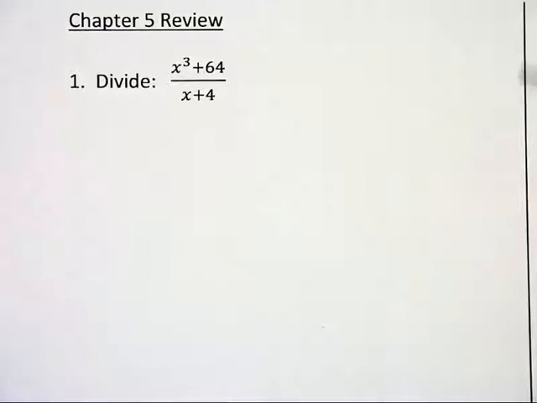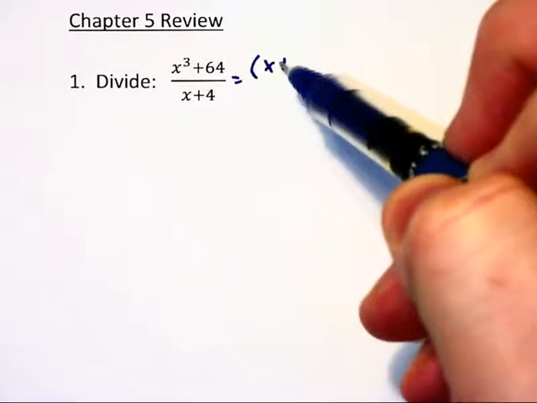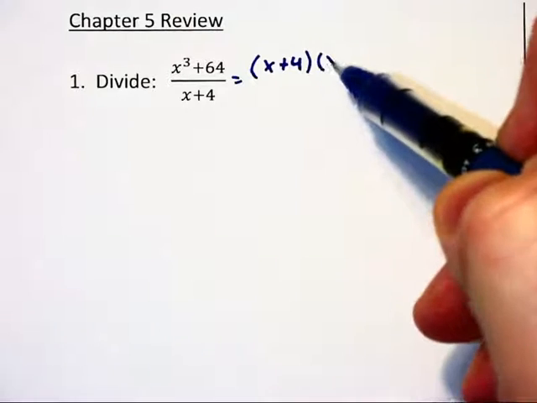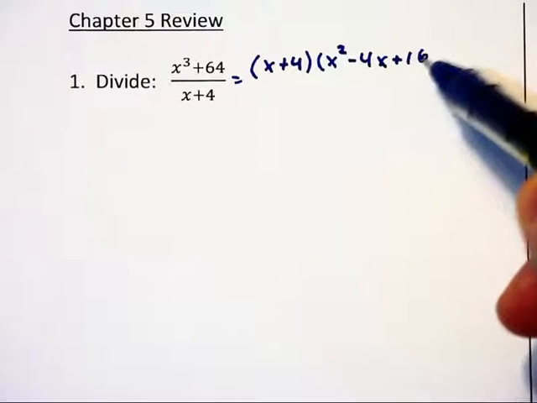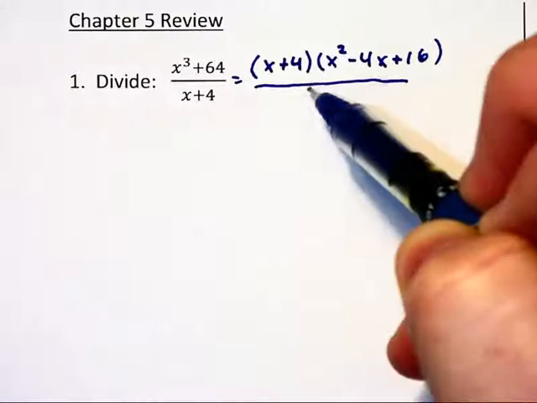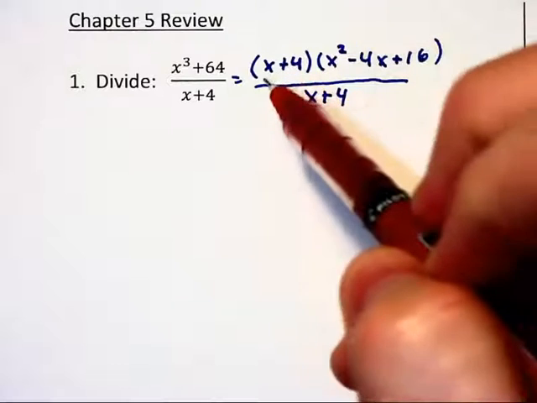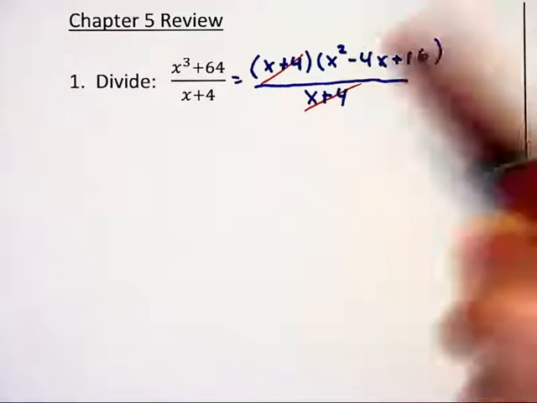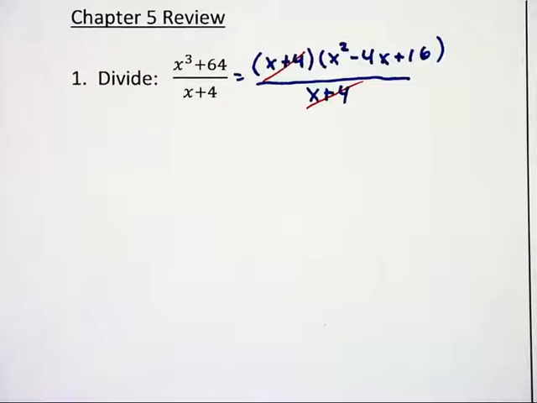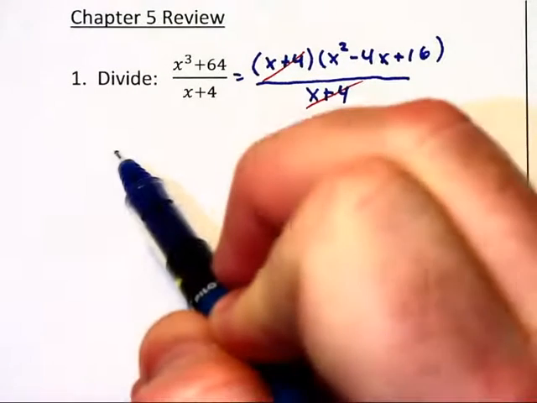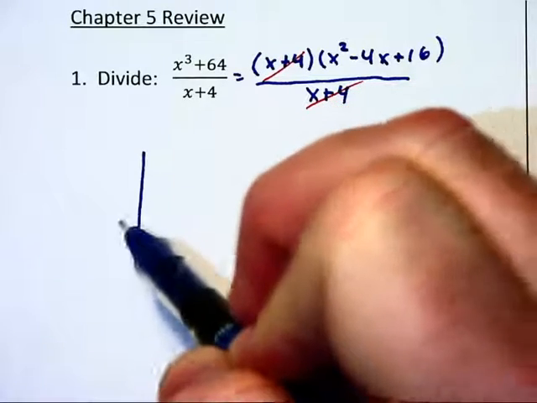If you do know your cube formula, you can factor this numerator into x plus 4 times x squared minus 4x plus 16 and have x plus 4 down below, and you can cancel and have the remaining factor there as the quotient. But if you don't spot that, then you would need to do some long division here or synthetic division, which I think is actually a little bit better here.